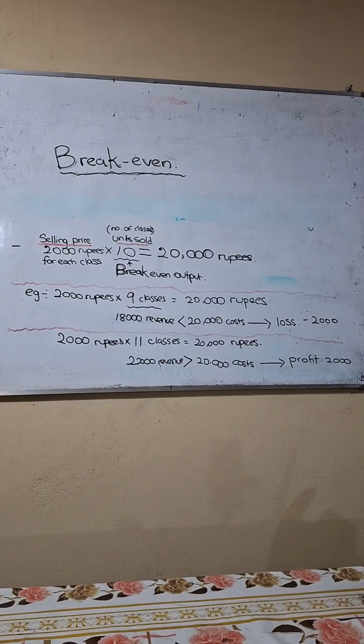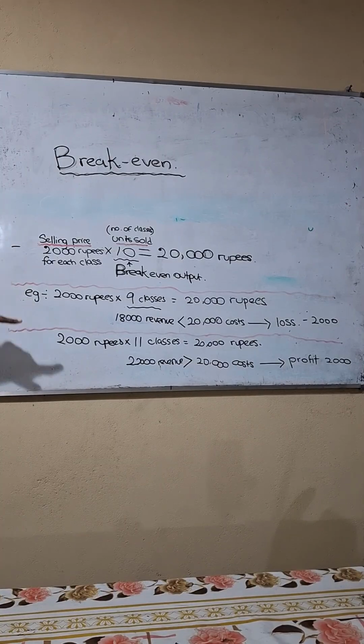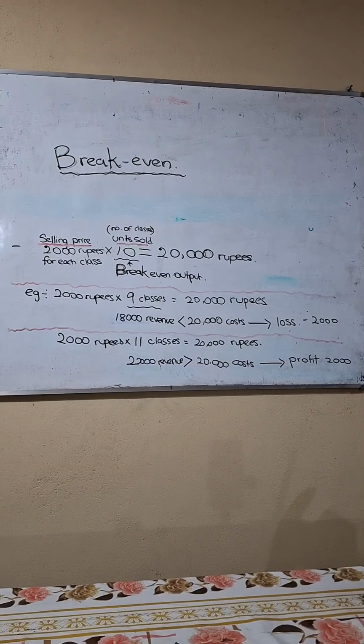So this is exactly why we need to know the break-even level of output. If you produce anything below the break-even level of output, you won't be able to cover your bills. But if you produce more than your break-even level of output, here it was 10 but I conducted 11 classes, then I will have an excess amount of money with me and I will make a profit. This is why break-even is important.